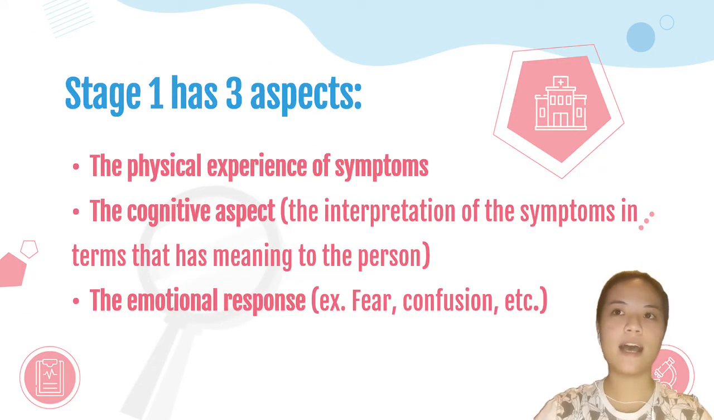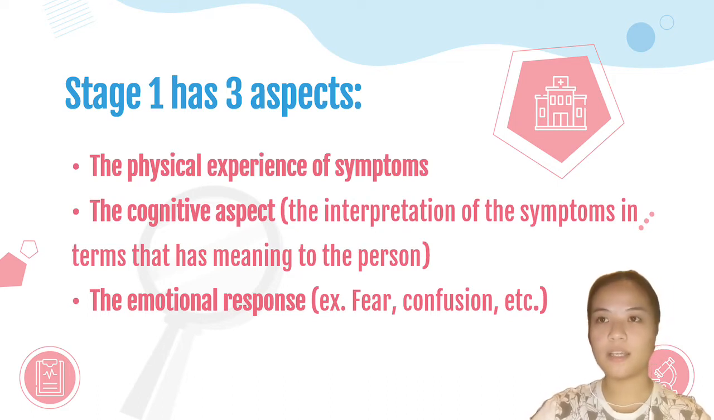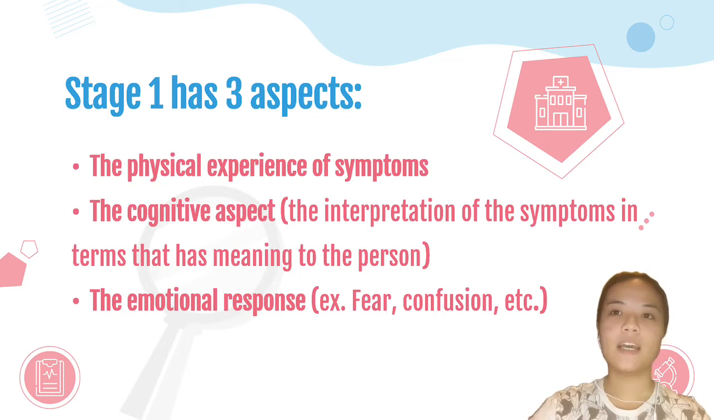Stage 1 has 3 aspects, which are the physical experience of symptoms, the cognitive aspect, which is the interpretation of the symptoms in terms that have meaning to the person, and the emotional response. Example is fear, confusion, and etcetera. This is also where the client consults about their symptoms and feelings, proving that what they are feeling is real, and they can try to do home remedies. But if it does not work, they enter the next stage.